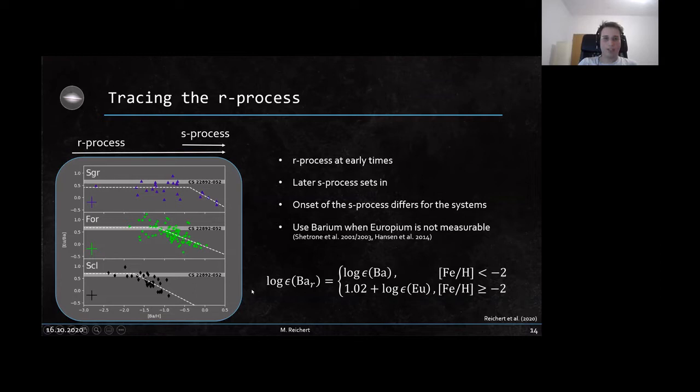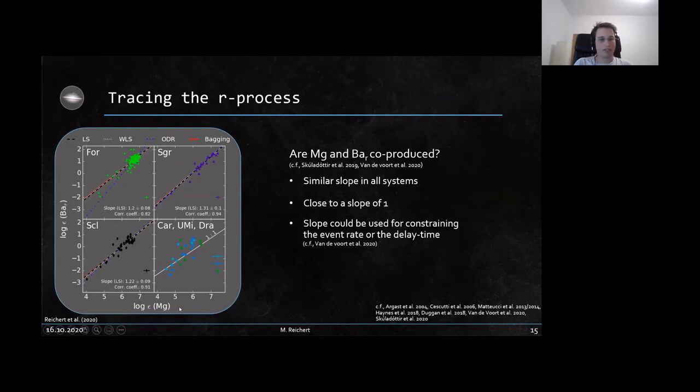So now that we have this quantity that traces the r-process basically from very low metallicities to high metallicities, we can correlate it with an alpha element, for example, magnesium. Why do we do this? We do this because magnesium is dominantly produced by core-collapse supernovae, whereas this barium-r should be produced in the r-process. So now if we would have a slope of 1 here, it would basically indicate that both elements are produced at the same time scales. So in other words, that the r-process is also produced in core-collapse supernovae.